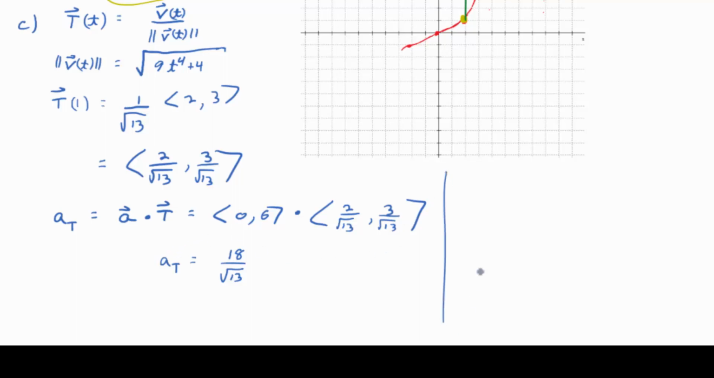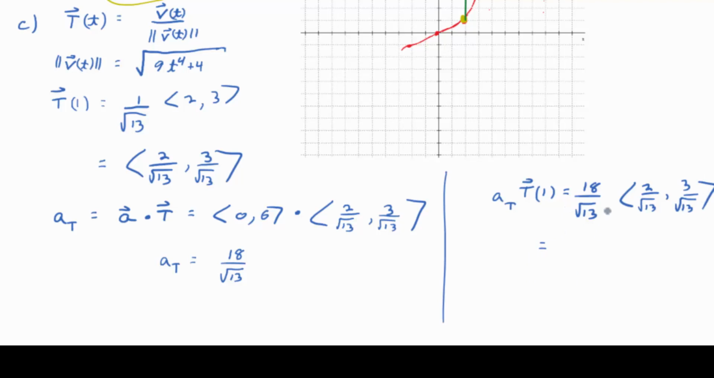So a sub t times t evaluated at 1 is going to be 18 over root 13 times t of 1, right? Which is 2 over root. Oh, that's going to be nice. We got some cancellation there. Does everybody believe that? Okay, so now let's scalar multiply.